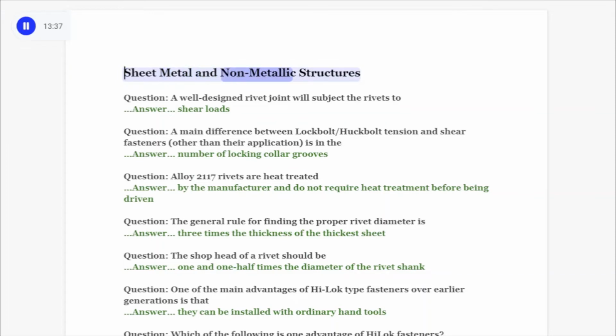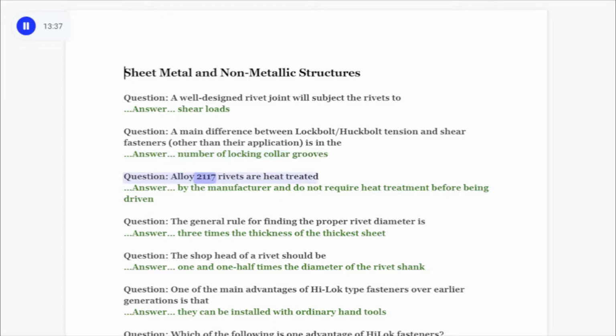Sheet metal and non-metallic structures. Question: a well-designed rivet joint will subject the rivets to. Answer: shear loads. Question: a main difference between lock bolt/hook bolt tension and shear fasteners, other than their application, is in the. Answer: number of locking collar grooves.